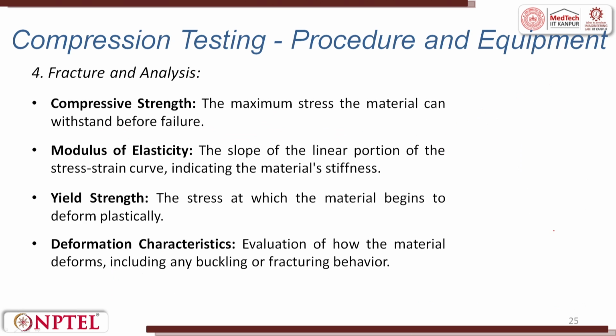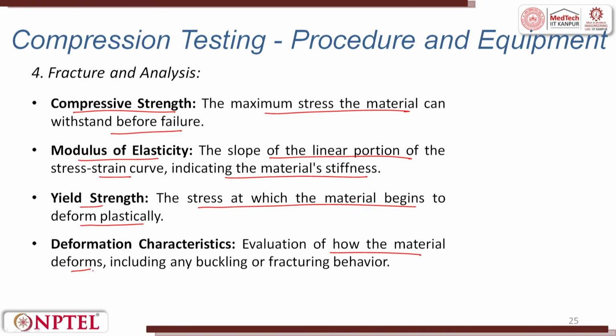Now, fracture and analysis. Compressive strength is the maximum stress the material can withstand before failure. Modulus of elasticity is the slope of the linear portion of the stress strain curve, indicating the material's stiffness. Yield strength is the stress at which the material begins to deform plastically. Then come the deformation characteristics, an evaluation of how the material deforms, including any buckling or fracturing behavior.